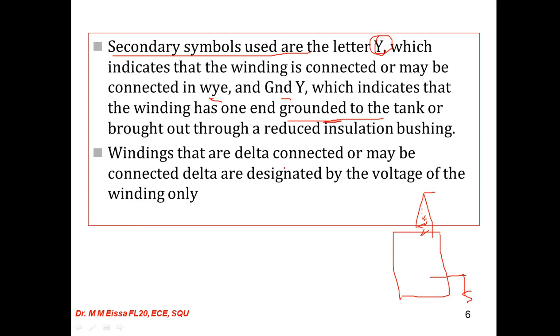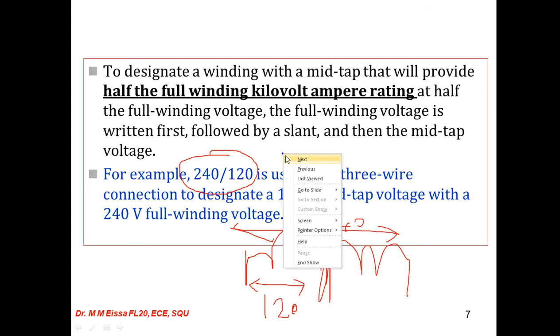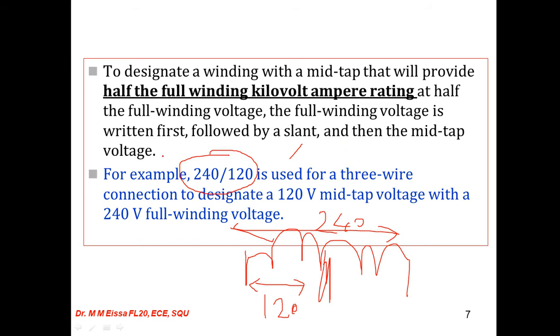Windings that are delta connected or may be connected delta are designated by the voltage of the winding only. There is no other connection, delta only. To designate a winding with a mid tap, which will provide half the full winding kilovolt ampere rating at half the full winding voltage, the full winding voltage is written first, followed by a slant like this, and then the mid tap voltage.